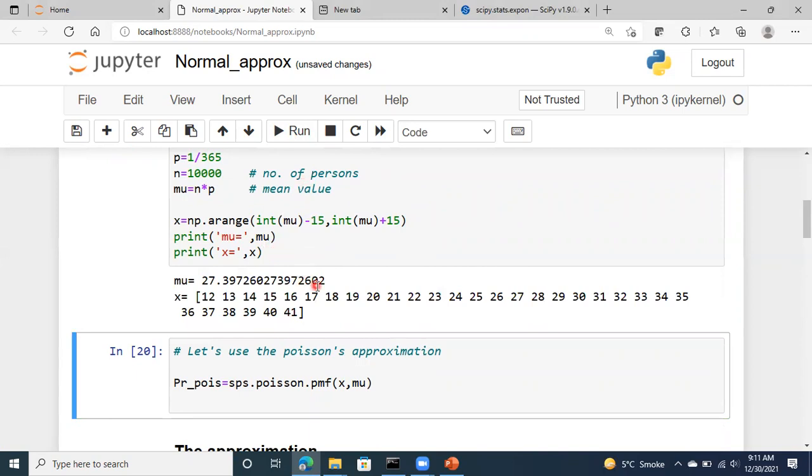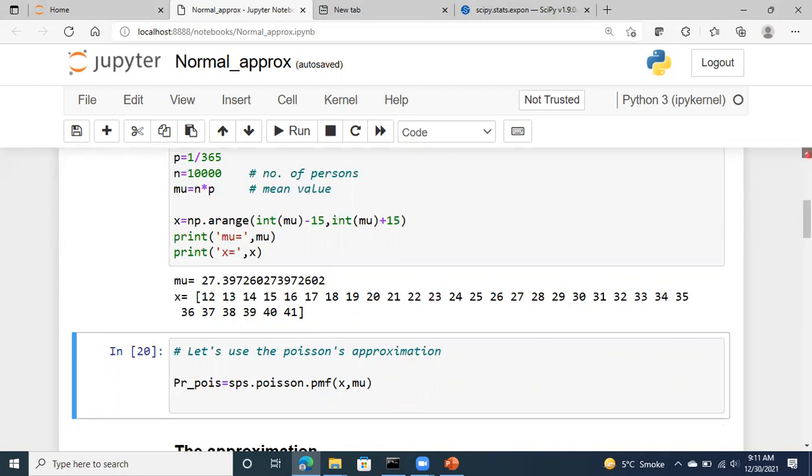So the mu value is 25, which is greater than 20. And X values have been generated from 12 to 14. So that is the vector. I will only compute probabilities for these X values. That's my assumption from my experience, that with this vector, I will be able to pick up the most frequent events occurring in this whole distribution.